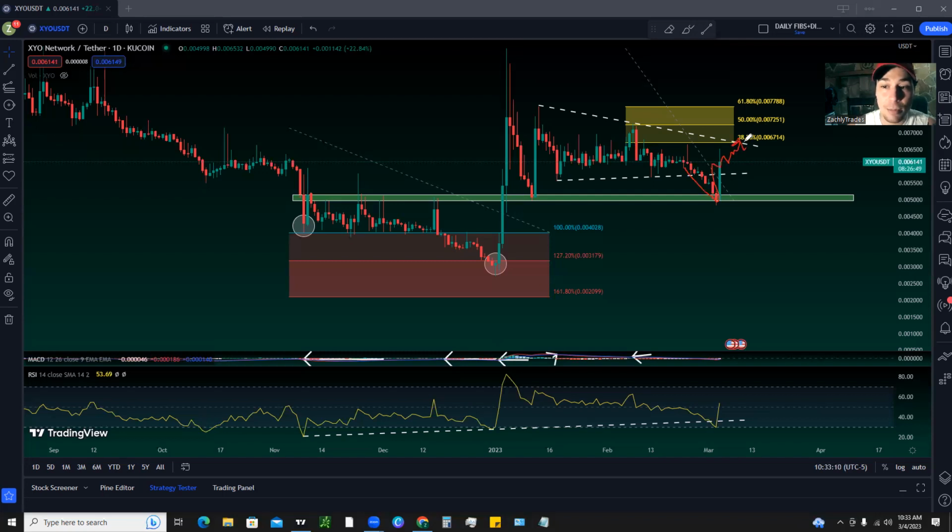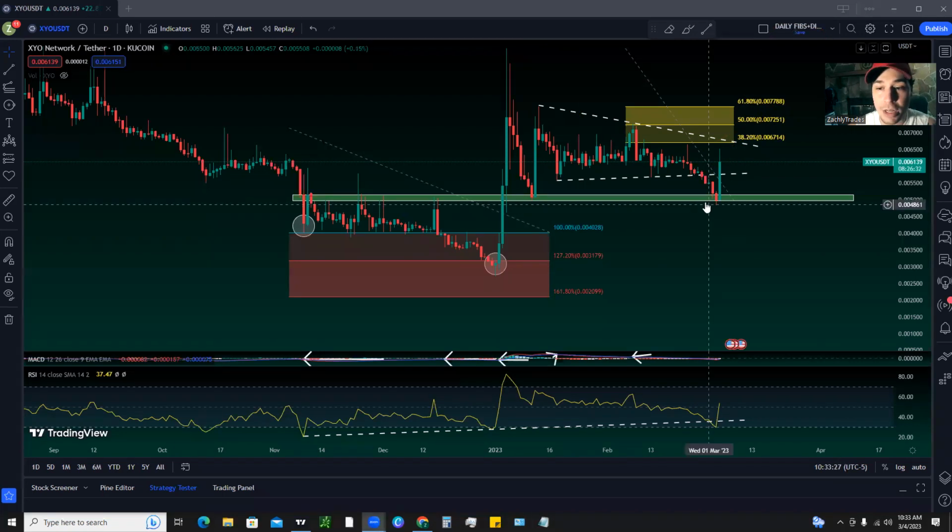Now, we still need to keep in mind our Fibonacci resistance levels, which are going to be 0.0067, 0.0072, and 0.0077. If we can break through these three levels, then that's when we have the possibility of retesting our previous high and potentially even making new highs, okay?